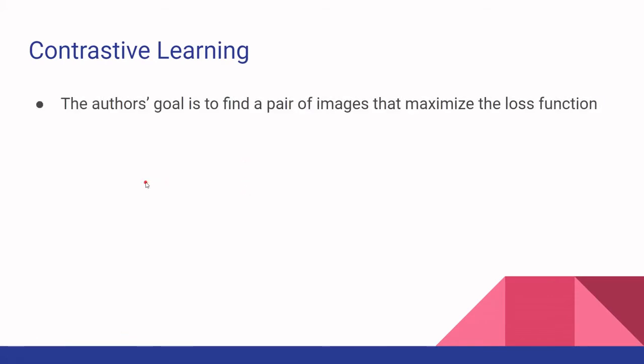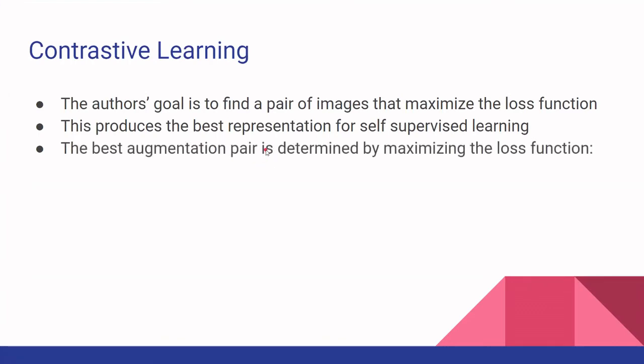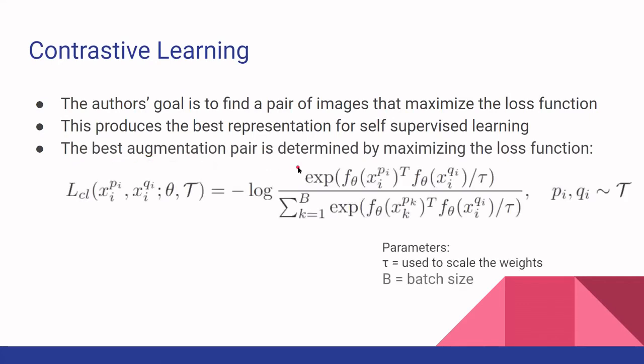All right, so I'm going to describe the training method that they came up with. Their goal here is to find a pair of images that maximize a loss function. And their idea is that by maximizing the loss function, you create the best representation for the model to learn during the self-supervised learning. The best augmentation pair is determined by maximizing the contrastive loss function here.